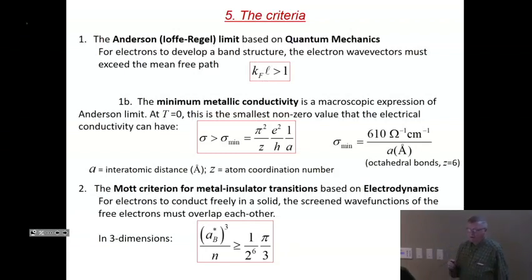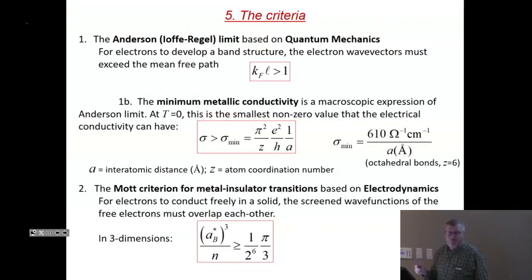So we have all the notions that you're going to need to establish the limits for diffusive transport. Diffusive transport stops being applicable when one of these two criteria is not met. There are two criteria. One is the Anderson limit, which is based on quantum mechanics, often called the Ioffe-Regel limit. I don't know, it depends on whether you're Russian, Ioffe-Regel, or American, Phil Anderson.